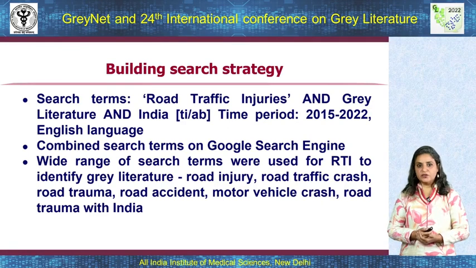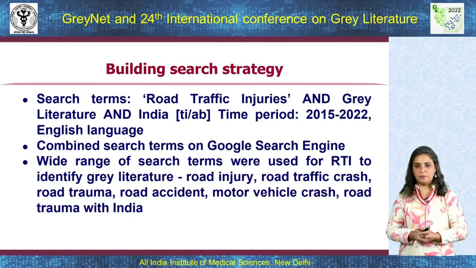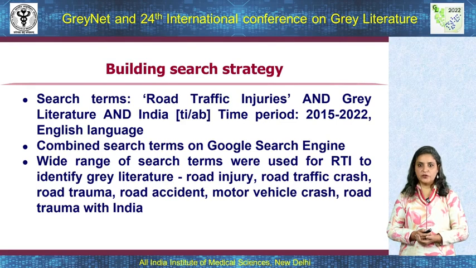Our basic search terms were road traffic injuries and grey literature. In India, we limited our search to title and abstract. The time period we used was 2015 to 2022, and English was the preferred language. We also used combined searches on Google to identify grey literature and road traffic injuries. As we know, it wasn't easy to restrict just to road traffic injuries. At times different search terms were used, and just like road injury, many a time it was motor vehicle crash. So we considered these terms also to identify the road traffic injuries.